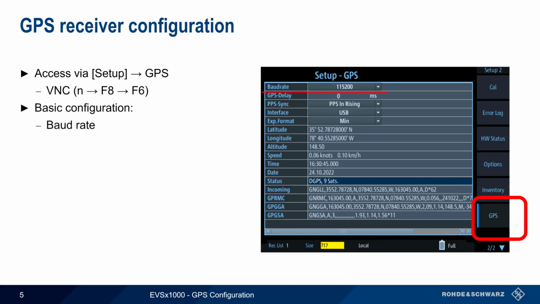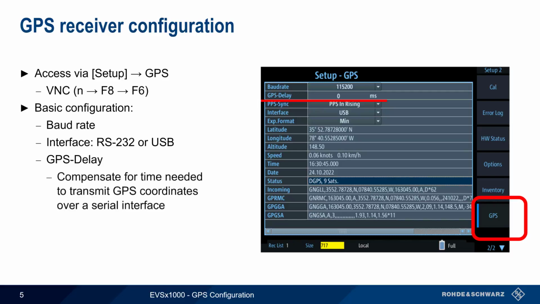The first of these is the baud rate, which must match the baud rate of the GPS receiver. The next is the interface type, RS-232 or USB. Note that there are two USB variants, the standard interface and the u-blox interface. And third, the GPS delay may optionally be configured. This parameter can be used to compensate for the time needed to transmit GPS coordinates over a serial interface.